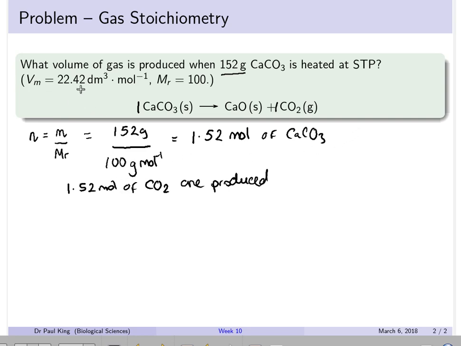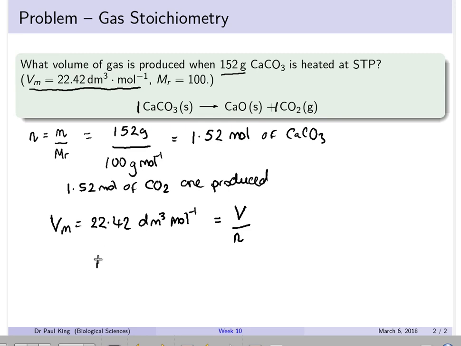We know the molar volume at STP because we're given this value here. So the molar volume, that's the volume of 1 mole of gas, is 22.42 decimeters cubed per mole at STP. So that would be the volume of 1 mole of gas. We also note that the molar volume is given by the volume divided by the number of moles.